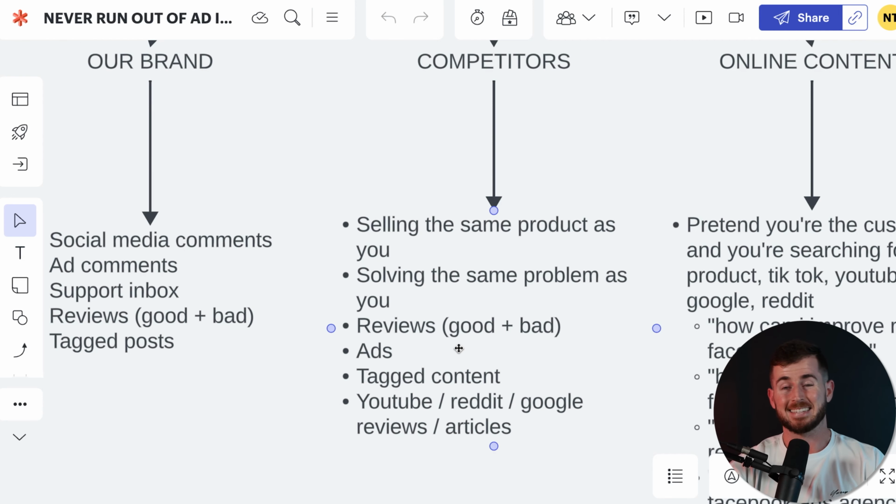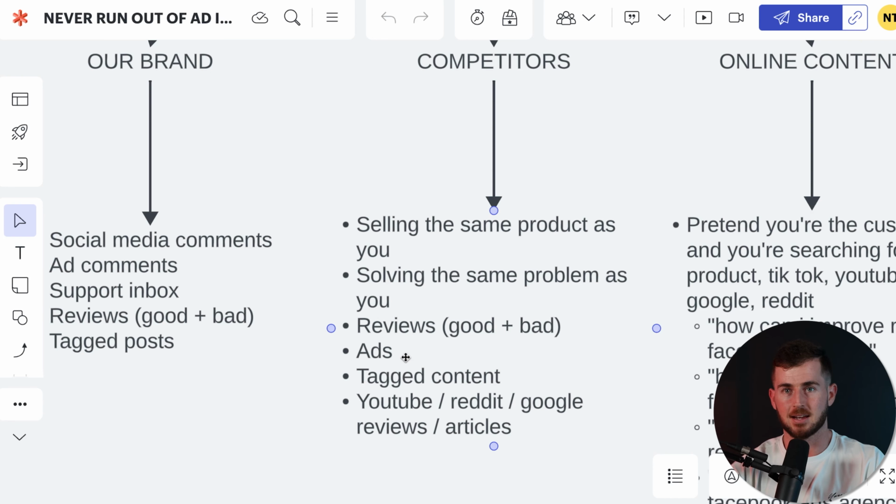Next thing we want to look at is the ads. Are they running any ads? Again, just go to the Facebook Ads Library and find this brand. You can clearly see the ads, the language used in the ads, the desires they're hitting on, the problems, all that good stuff. We want to take a look at that.